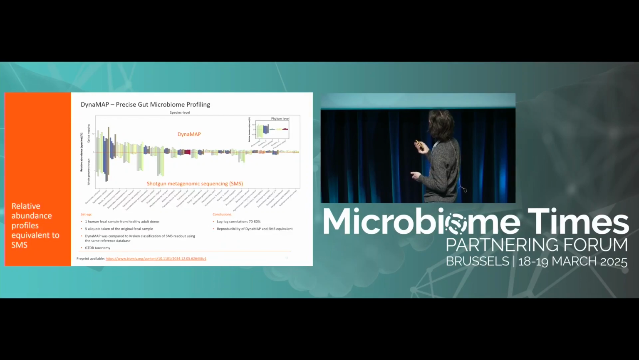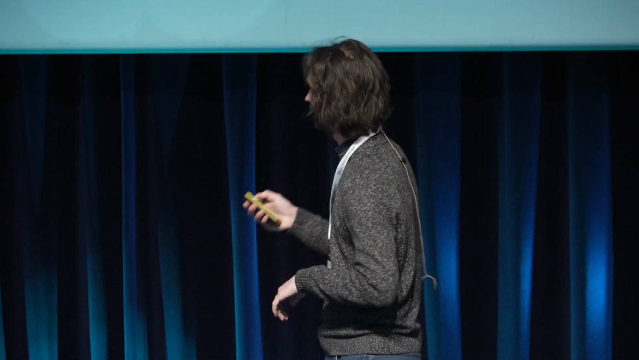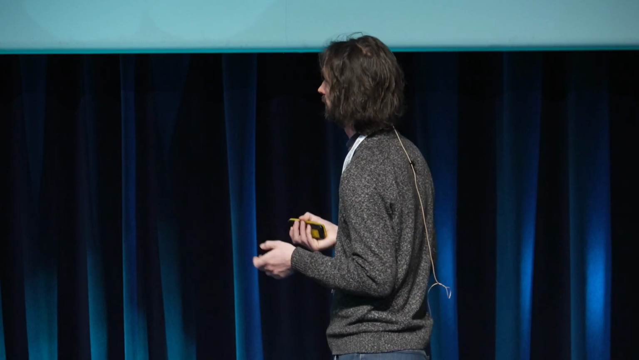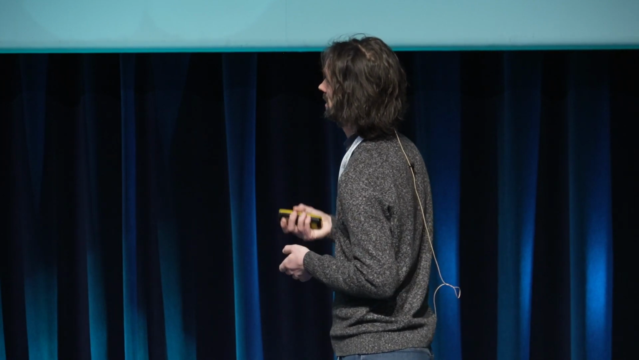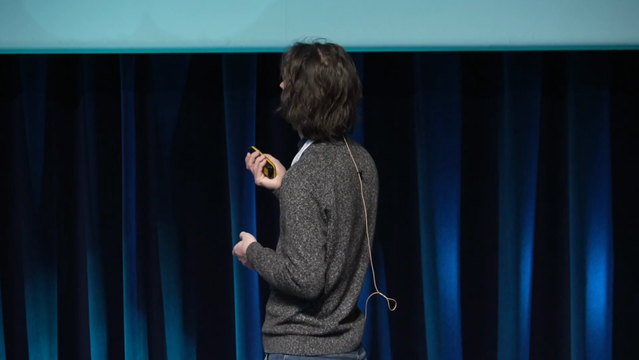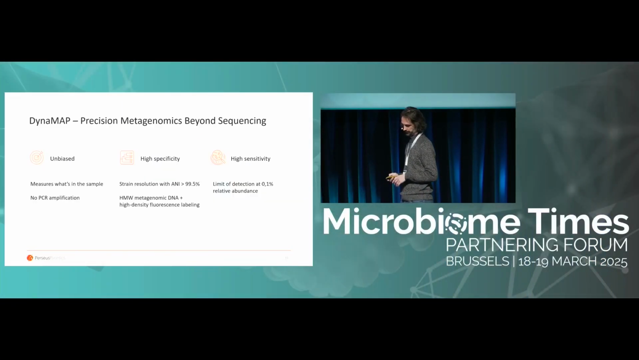And the 0 line, this is the case where if you have a perfect match between Dynamap and shotgun sequencing, then you would expect a mirror image between the two. So you see for many species that is the case, and there are only minor differences really between some of the species detected with both methods at the species level. At the phylum level, the correspondence is very nice, of course, between the 2 methods. To give you an idea, quantitatively, the log-log correlation at the species level for relative abundance is between 70 and 80% between shotgun sequencing and Dynamap, so very high identity between the 2.